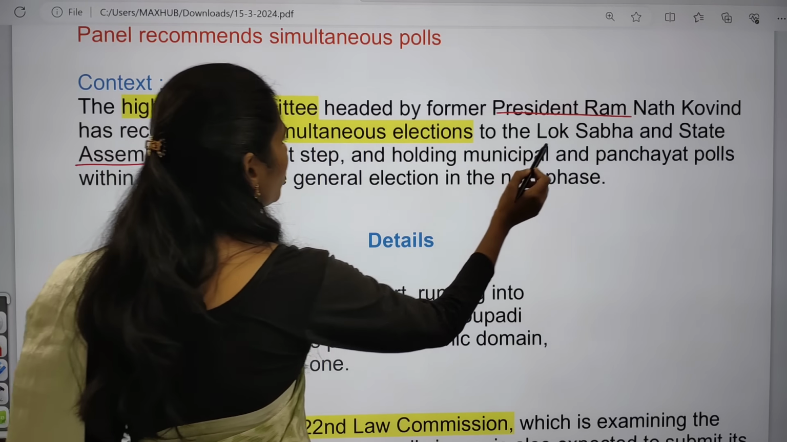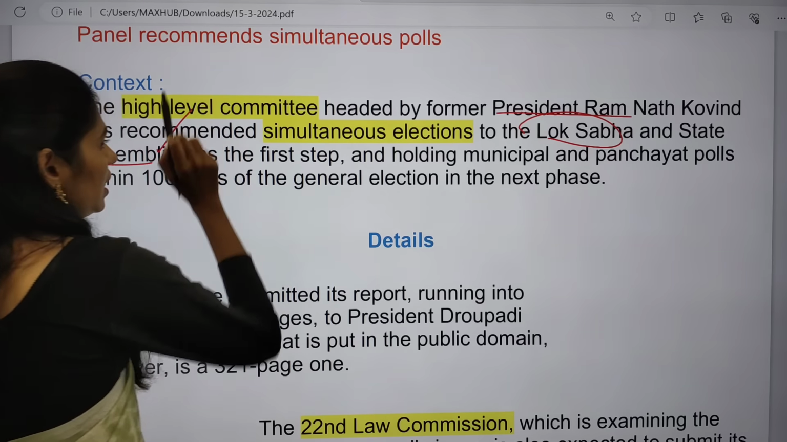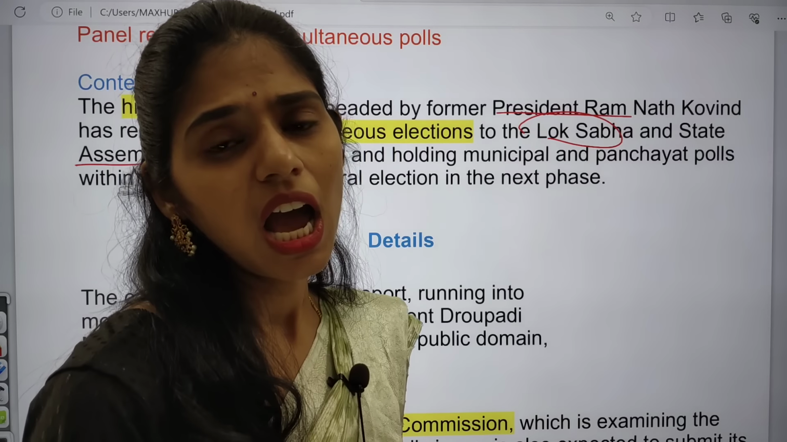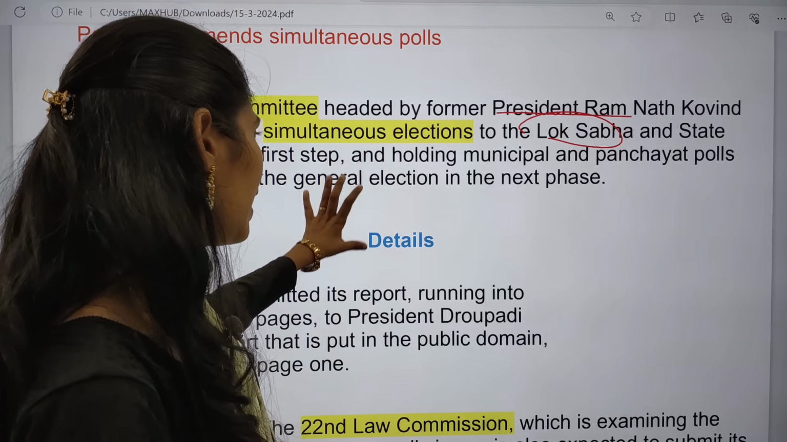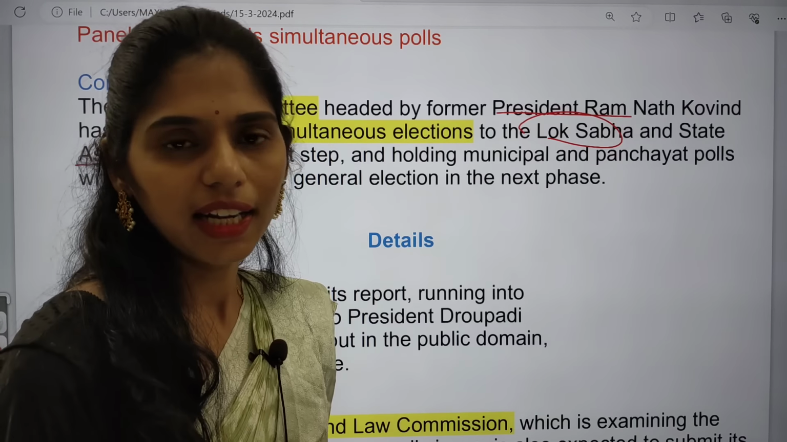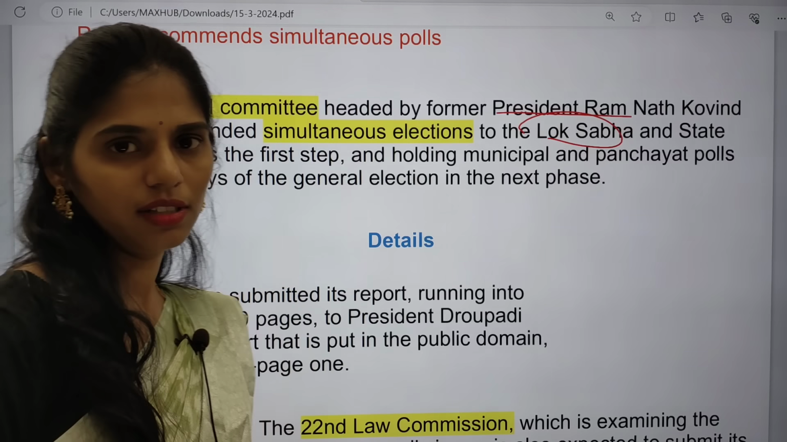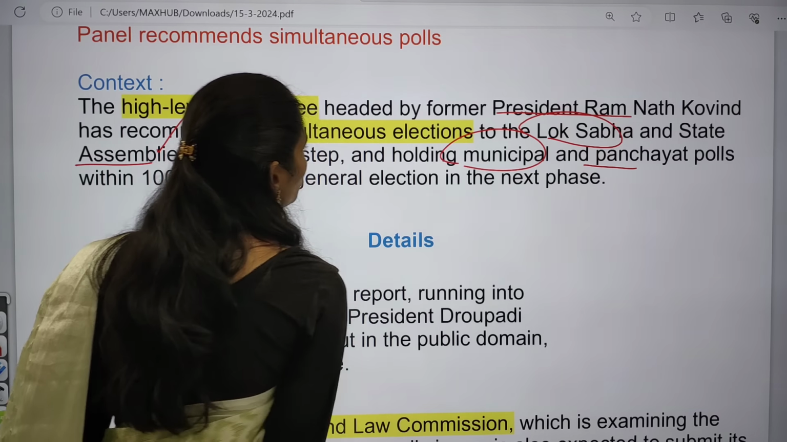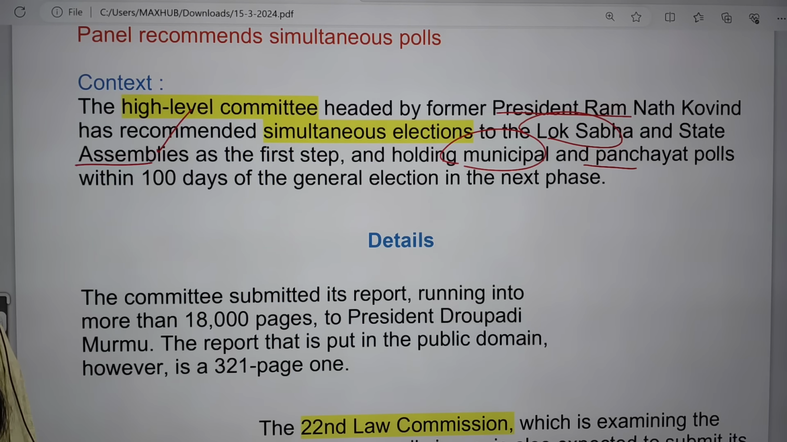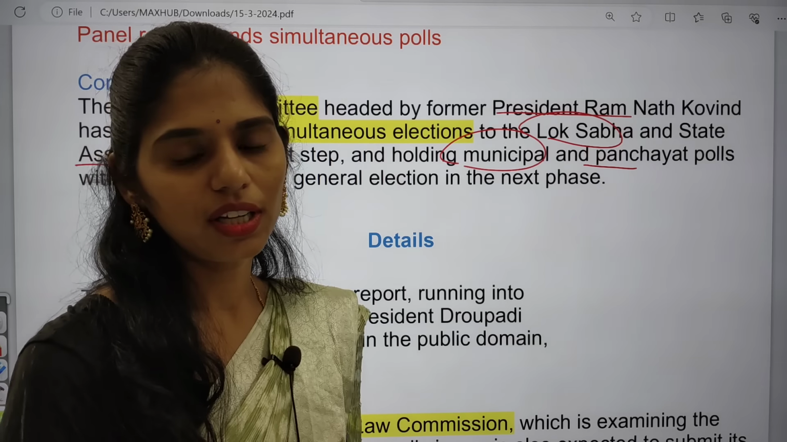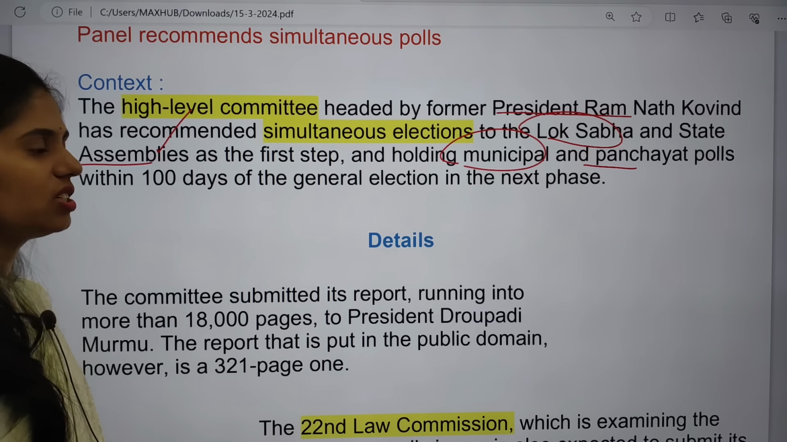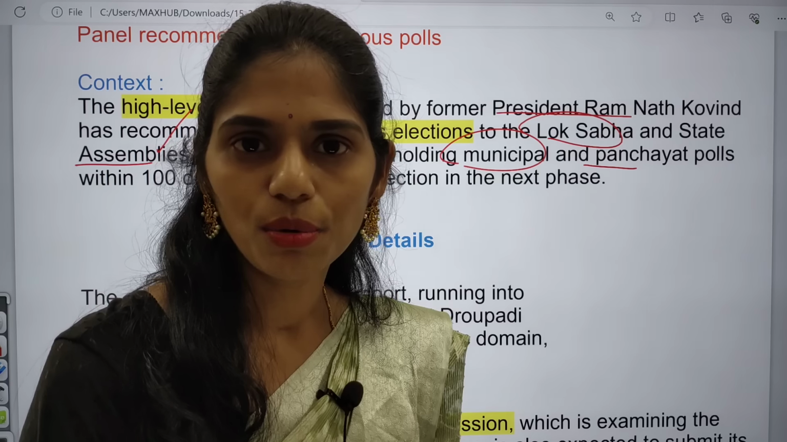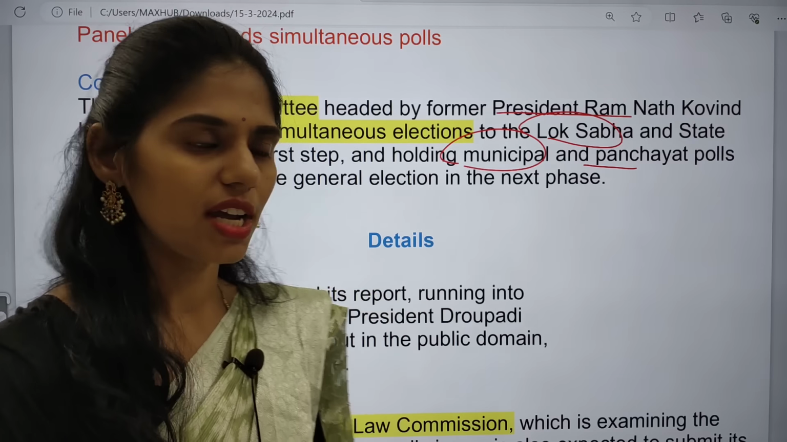After the elections for Lok Sabha and state legislative assemblies, we can take around 100 days, that means around 3 months, after which we can go for elections for local self-government bodies like municipalities and panchayats. So this is the main thing said here. First we can go for general elections, and after that, in the next phase, we can go for elections for local self bodies like municipalities and panchayats.